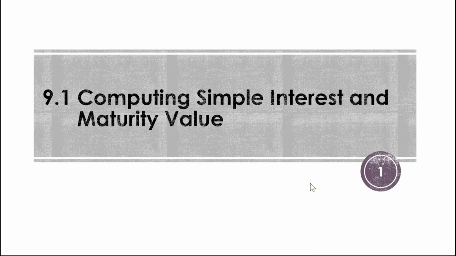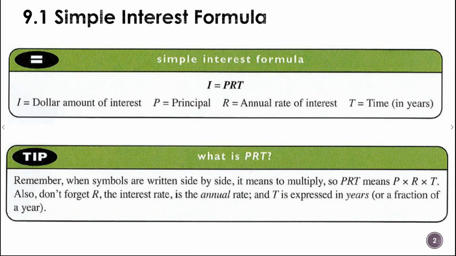Hi everyone, we're going to do some work with simple interest and maturity value in this section 9.1. This is the simple interest formula, I equals PRT. When the letters are written right beside each other, that means multiply, so that means P times R times T. I is the amount of interest, the dollar amount of interest.